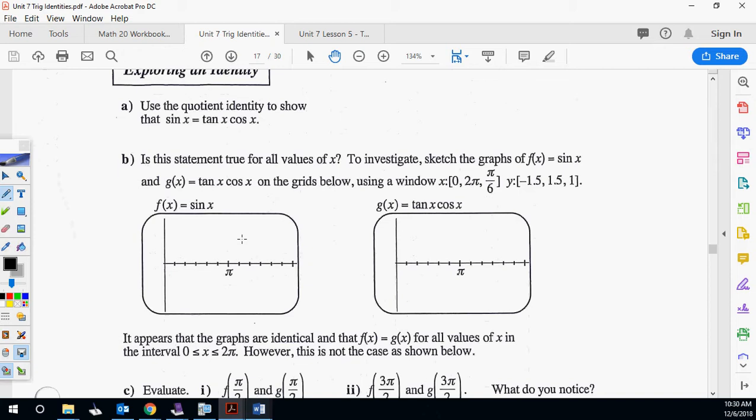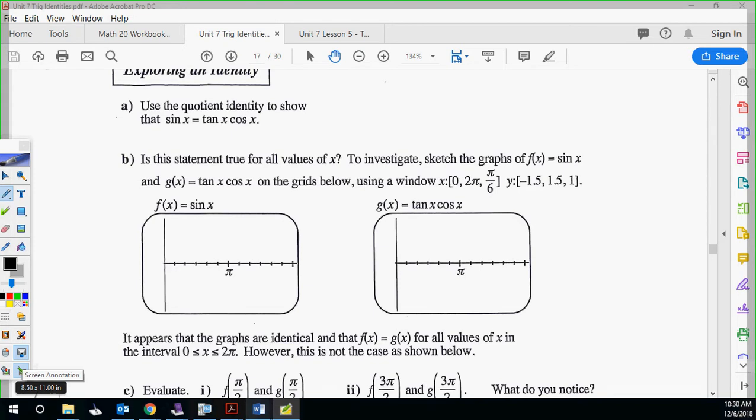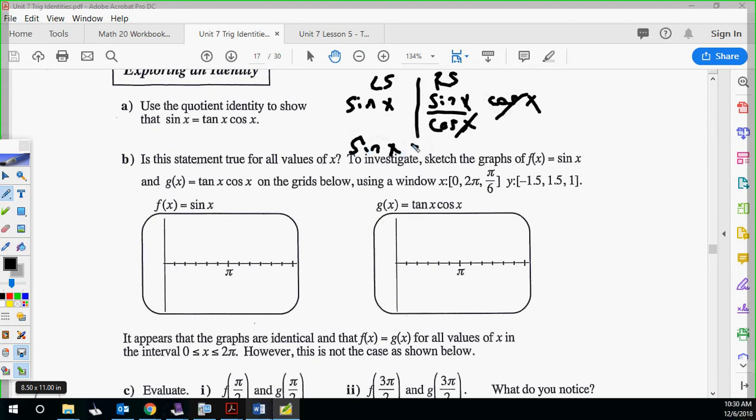So use the quotient identity to show that sine x equals tan x cos x. It says just show that they're equal. Well, we know that sine x is just sine x, so that's my left side, if we do the left side, right side thing. Okay, and then if you write tan x as sine x over cos x, you simply see that these cancel. And so then you get sine x equals sine x. So just showing that the cosines cancel the tan there. So the cosine on the side will cancel the one in the denominator. So tan x cos x is equal to sine x.